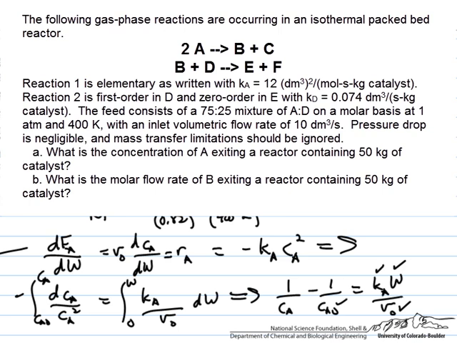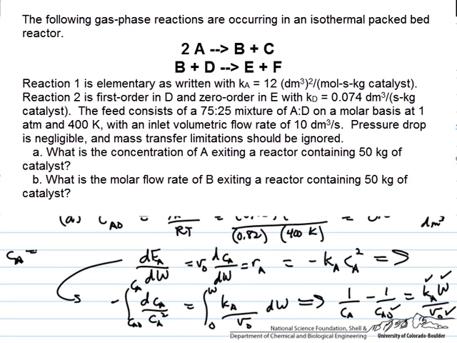And so that means we can solve for CA, and I'll just write it over here in the margin. I get that it's equal to 0.0097 moles per decimeter cubed at the exit of the reactor. And so we see that a substantial amount of A was converted during this reaction. Okay, now we can move on to part B.